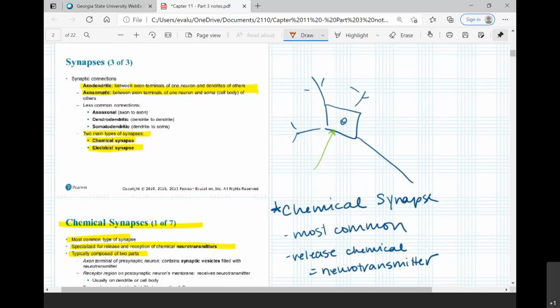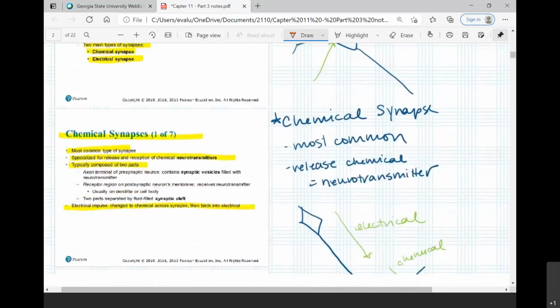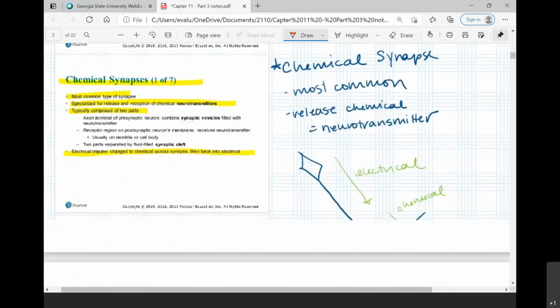And there's two types of synapses, a chemical or an electrical synapse. The most common is a chemical synapse. We've already talked about this in reference to the neuromuscular junction. Essentially, that's what we're getting ready to talk about again. So chemical synapse is the most common. It's going to be releasing a chemical. We call that a neurotransmitter. And that neurotransmitter is going to be released across this synapse.